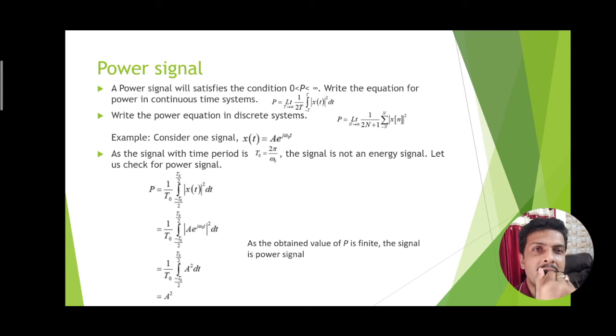Similarly, for a power signal, first of all we have to calculate the average power of that signal. If the average power shows a finite value, then the signal is a power signal. So with an example, it has been shown that the power signal has infinite energy but finite average power.